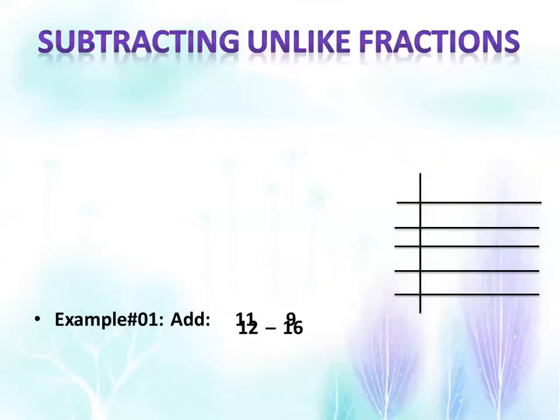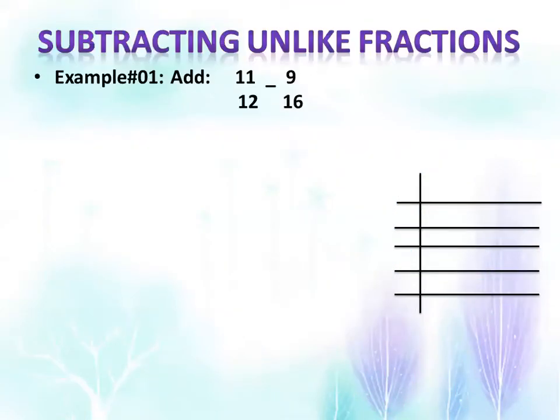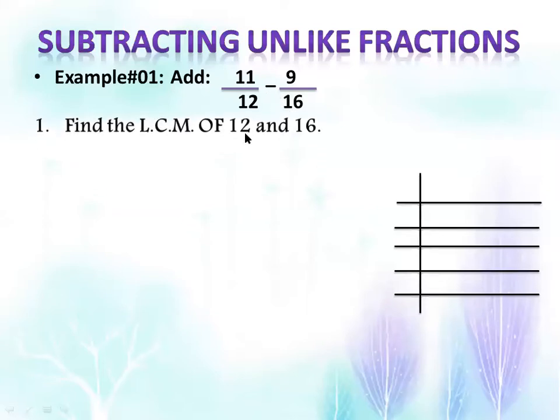In the next, I am going to show you how to subtract unlike fractions. Here you have 11 upon 12 minus 9 upon 16. Again, you have two different denominators, 12 and 16, so you will not subtract them directly. So you will find the LCM of 12 and 16 to find which number you will multiply to make the denominators common.